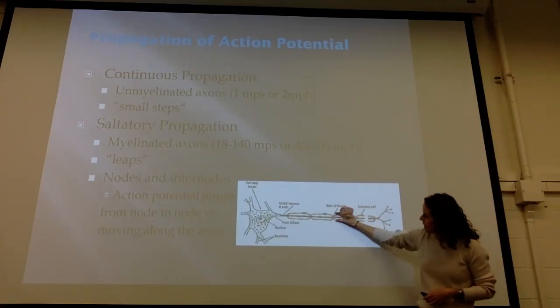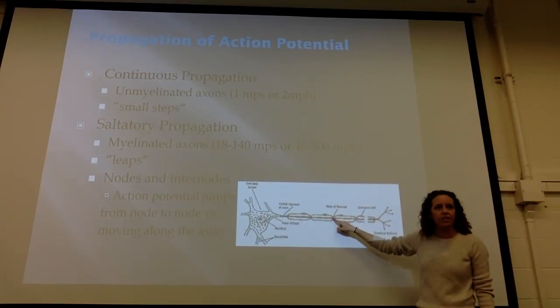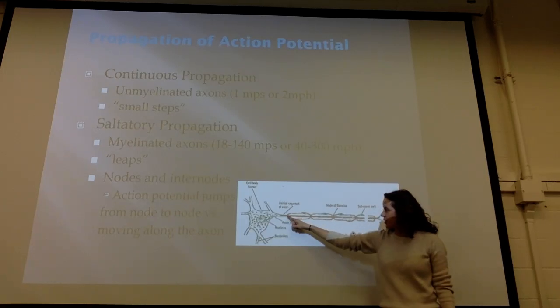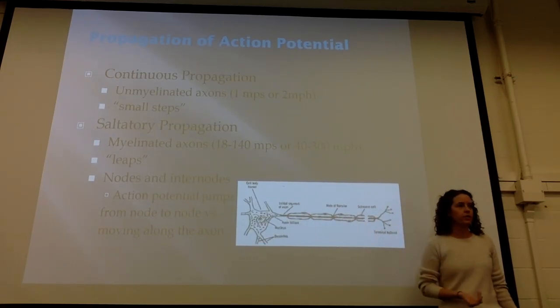So a node is like the end of one hot dog bun. You see how it kind of pinches off there a little bit. The message can basically jump across, so it goes much faster.